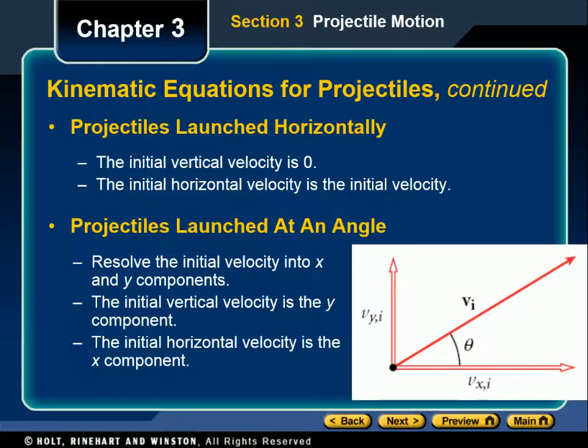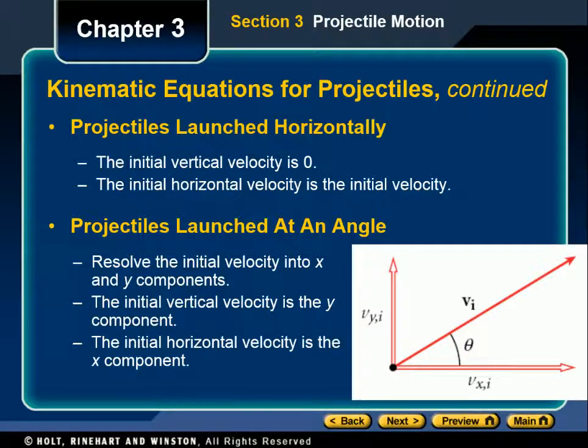Use components to analyze objects launched at an angle. Let us examine a case in which a projectile is launched at an angle to the horizontal, as shown in figure 3.5 on the screen now. The projectile has an initial vertical component of velocity as well as a horizontal component of velocity. Suppose the initial velocity vector makes an angle theta with the horizontal. Again, to analyze the motion of such a projectile, you must resolve the initial velocity vector into its components.